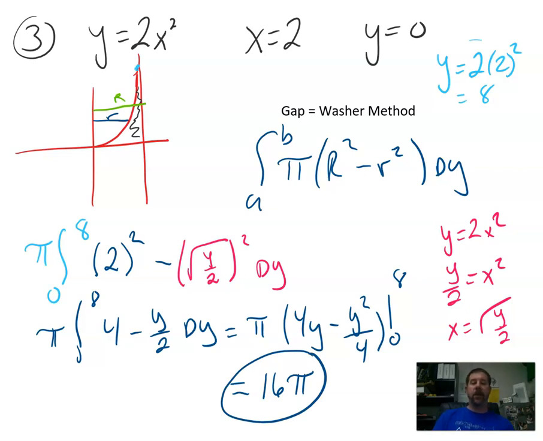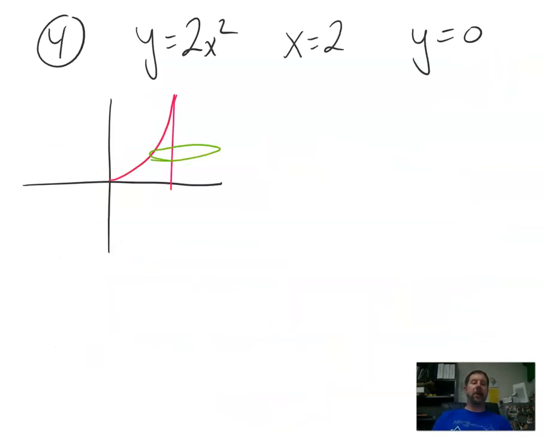Okay, one more example. We're going to use the same picture, but now instead of revolving it around the y-axis, we're going to revolve it around the line x equals 2. So again, same picture as last time: y equals 2x squared, x equals 2, y equals 0. But now we're going to revolve around this line, x equals 2. The way I think about this, because this is vertical like the y-axis, I'm still going to want to integrate with respect to y. If I revolve around some other horizontal line like the x-axis, I integrate with respect to x. But if I revolve around a vertical line like the y-axis, then I integrate with respect to y.